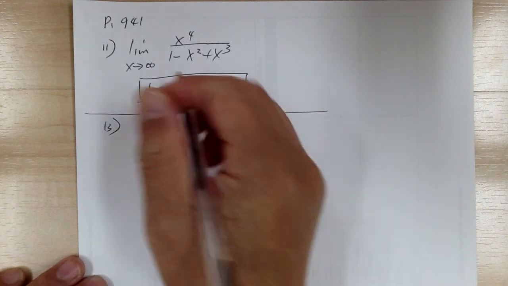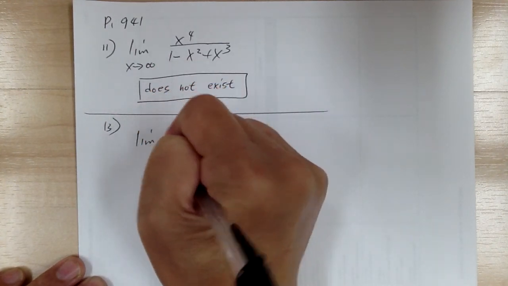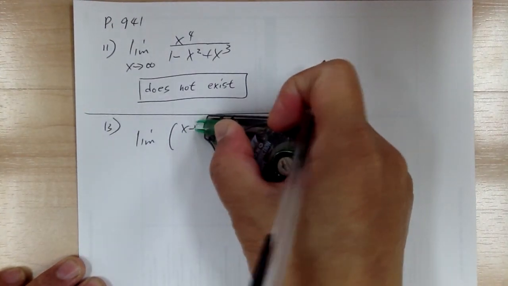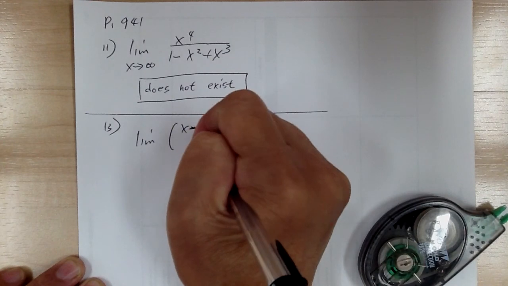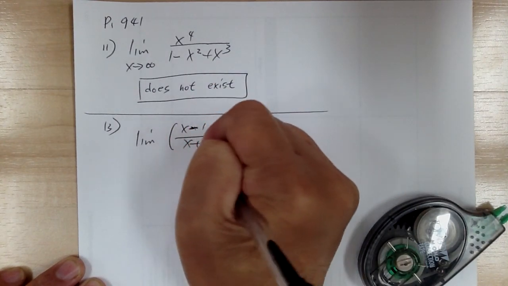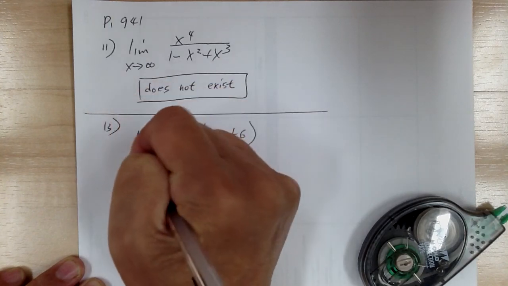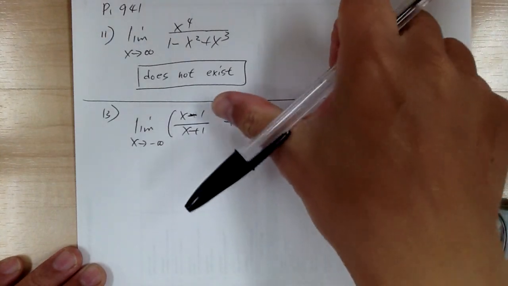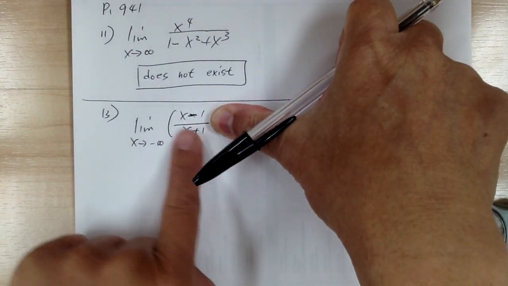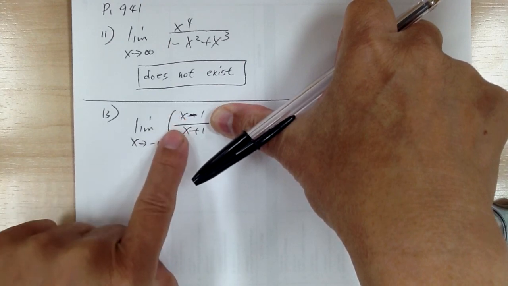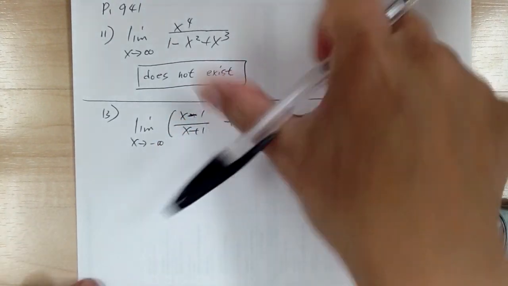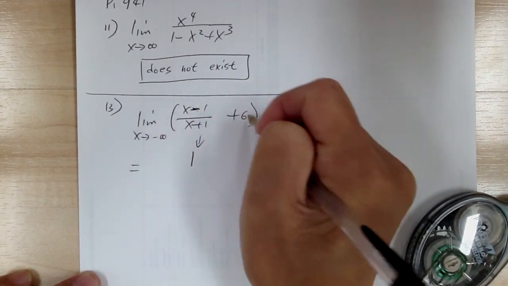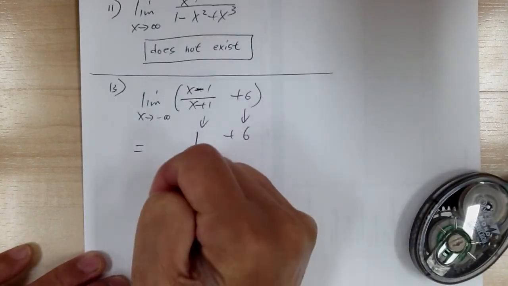Let's go to number 13. You have the limit of x minus 1 over x plus 1, plus 6, as x approaches negative infinity. This one has two parts. Just look at the first part over here. They have the same exponent, both are exponent of 1, so this part will equal 1. When they approach negative infinity, this part is going to give you 1, and this part will just be 6. So this will equal 7.